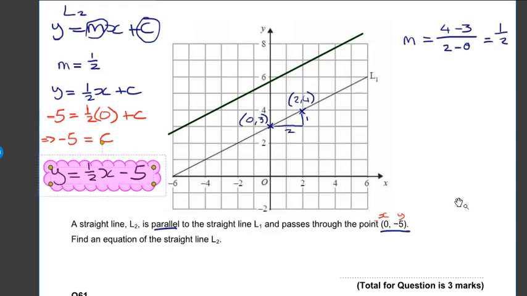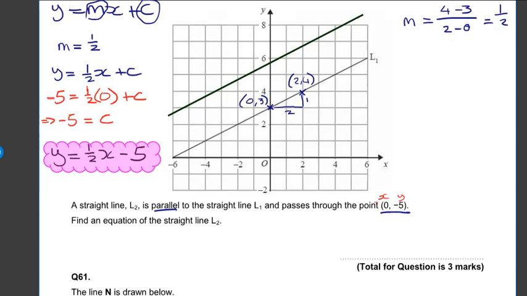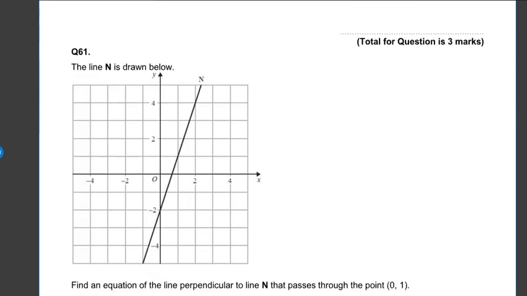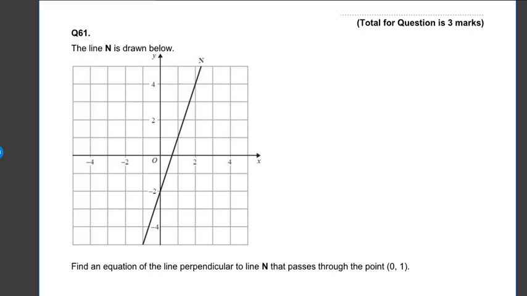Alright. We can go ahead. 3 marks. Thought it'd be worth a bit more. Here's the line n. Okay, so what? This one is slightly different. We're looking for a perpendicular line. Very same as the last one, except we have perpendicular over parallel. So we have to find a line that's perpendicular to n.